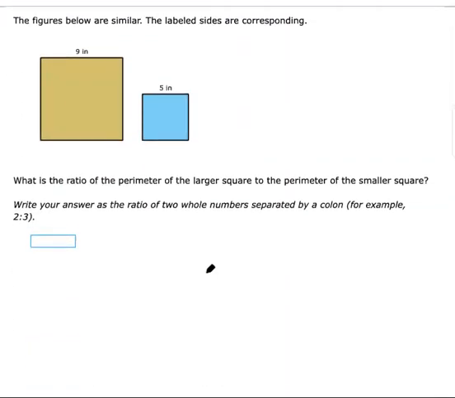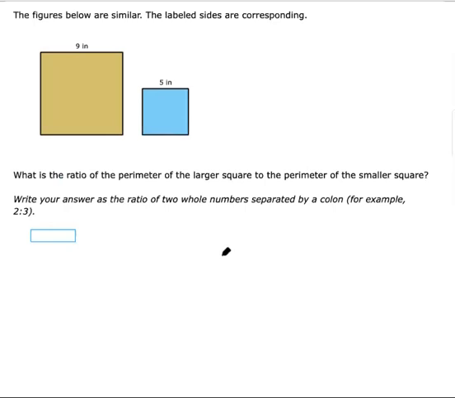All right. The figures below are similar. The labeled sides are corresponding. What is the ratio of the perimeter of the larger square to the perimeter of the smaller square? Okay, so now we're trying to find the ratio between the two. So let's add up. This one would be 9 times 4, because it's going to be a square. So that'd be 36 inches. And this one over here is going to be 5 times 4, and that's going to be 20 inches.